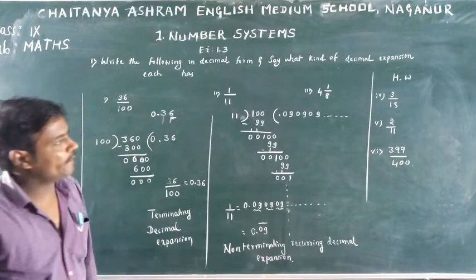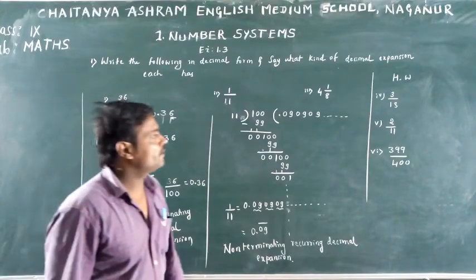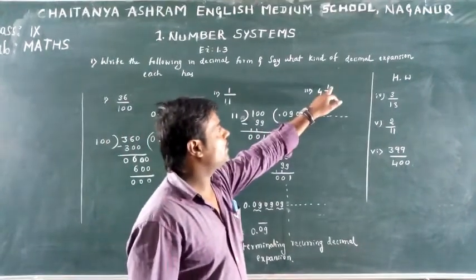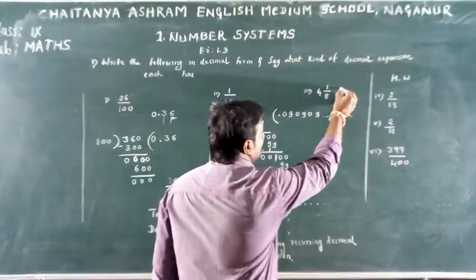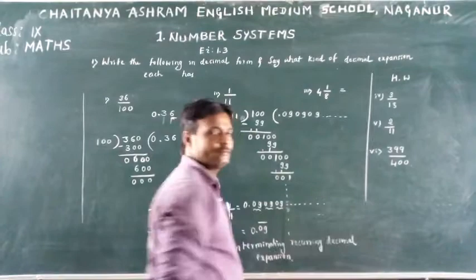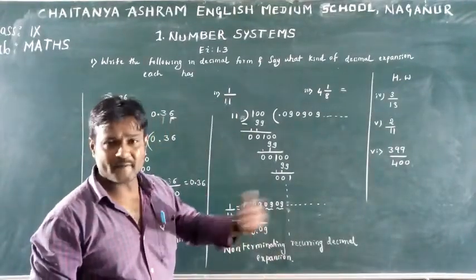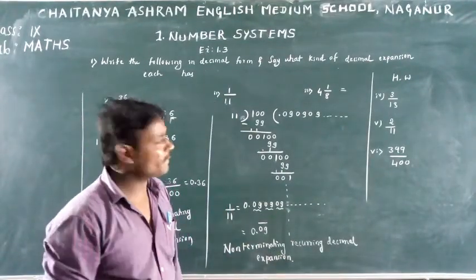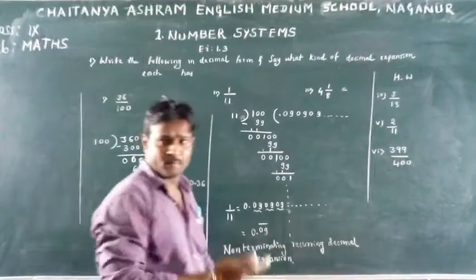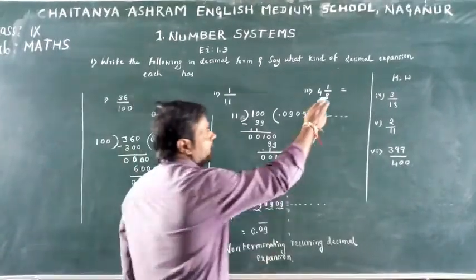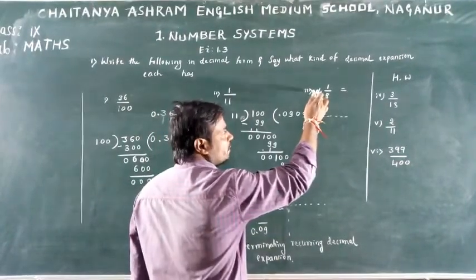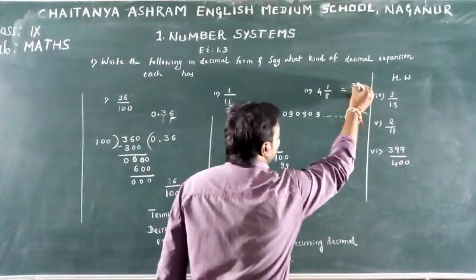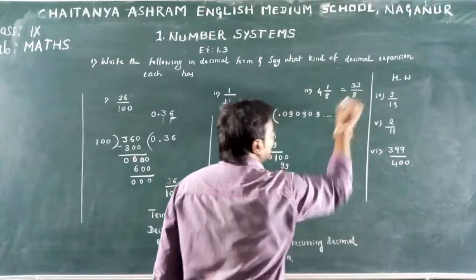Clear? Okay. Dear children, this is 4 whole 1 divided by 8. This is the same as converting this mixed fraction into an improper fraction, which you have learned in your previous standard. 8 4s are 32, 8 4s are 32. 32 plus 1 is 33, divided by 8.